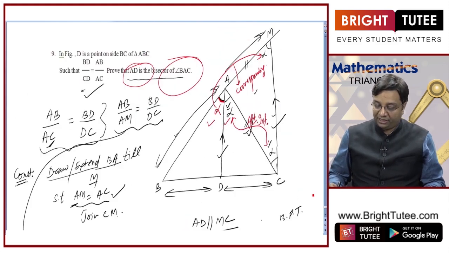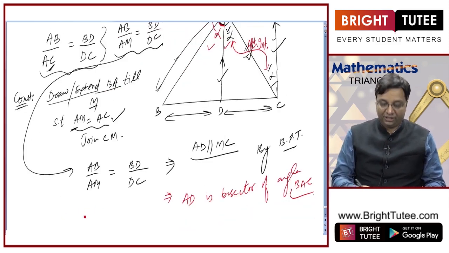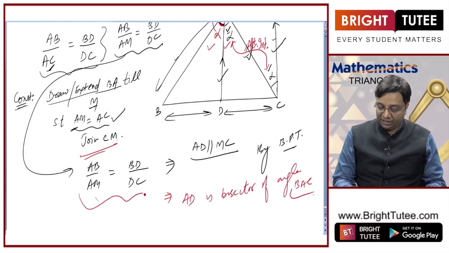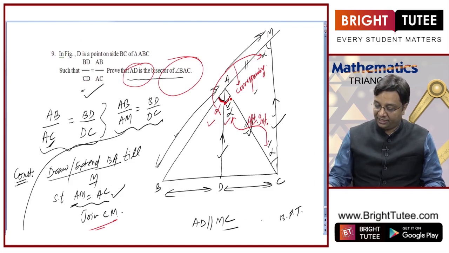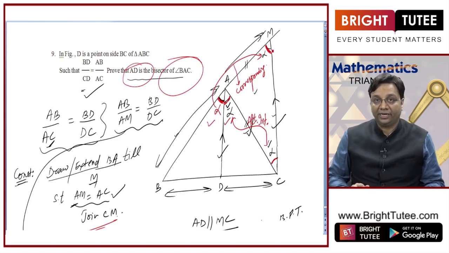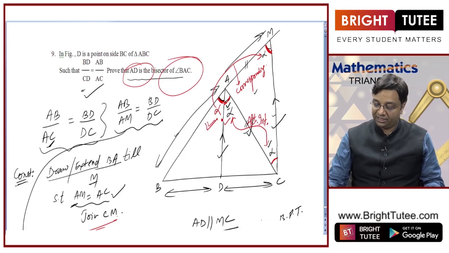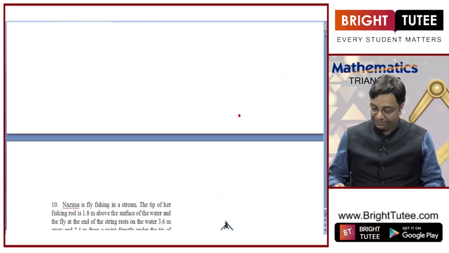So it is important that you understand the concept here, right? I hope you can write the little steps yourself, that this is the construction that I have done. Now this ratio is equal, hence these lines are parallel by BPT. Once you know this, now you just have to write that angle DAC is equal to angle ACM because these are alternate interior angles, and angle BAD is equal to angle BMC because these are corresponding angles. Once you write this, now you know that this angle is equal to this angle, hence AD is the angular bisector of angle BAC, right?